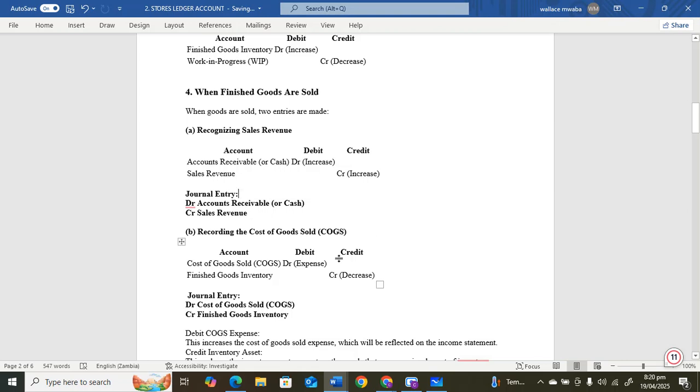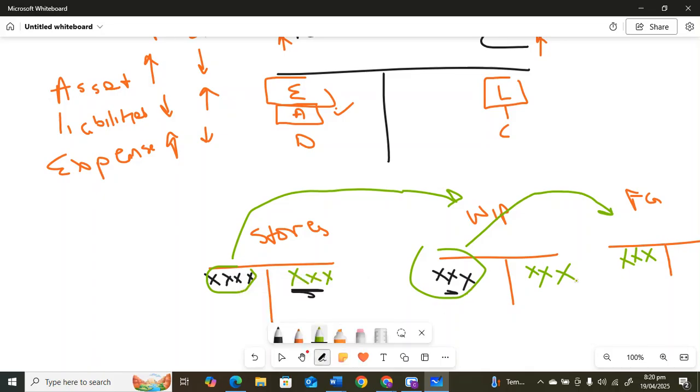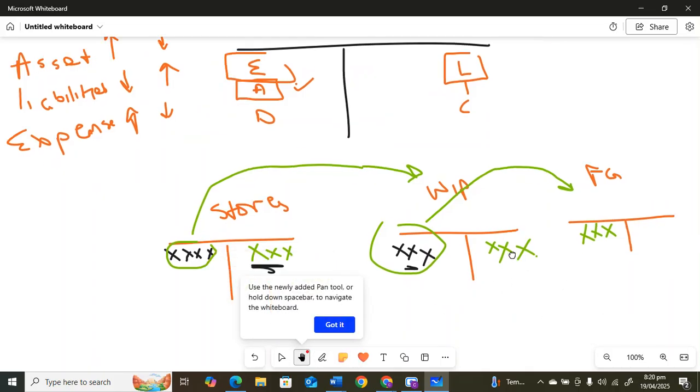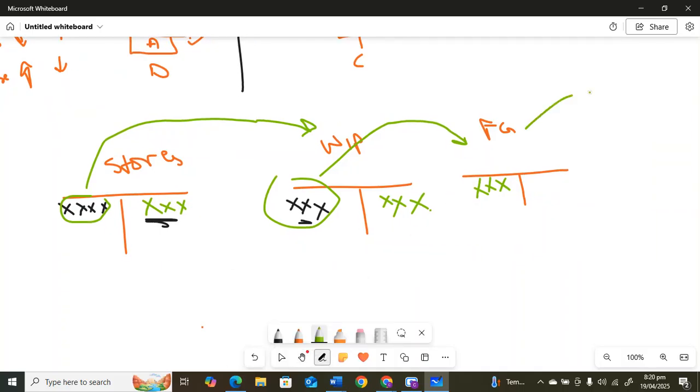Then you've also got the recording of cost of goods sold. Cost of goods sold is an expense. Because remember, from the finished goods, these goods are going to be sold. And so they're going to move here under cost of goods sold. They come out from the finished goods inventory account, so you credit finished goods account.